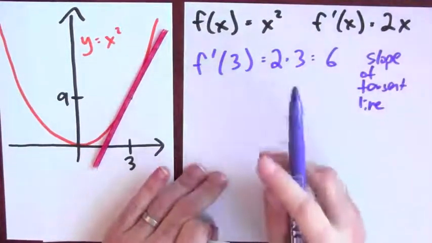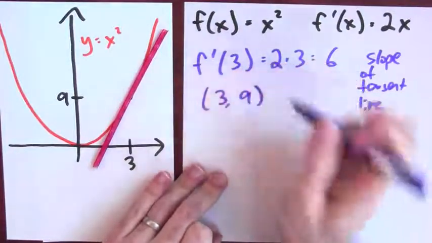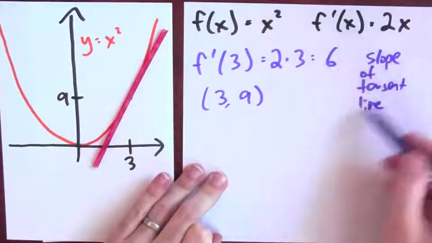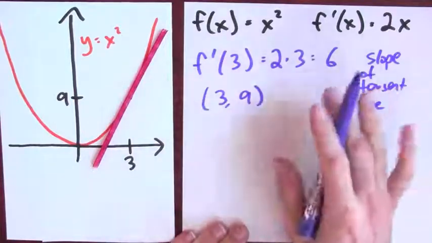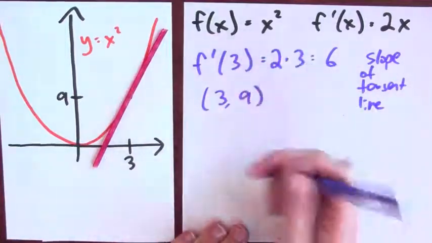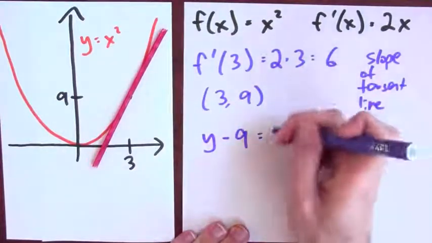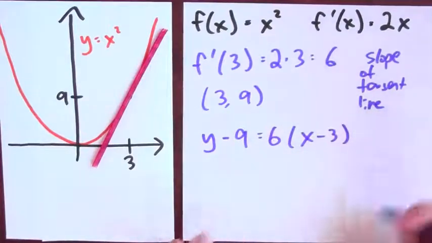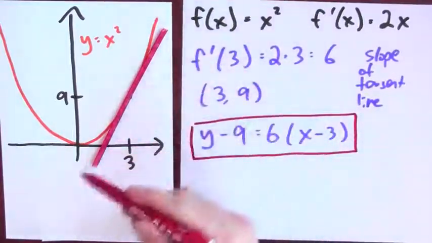I also know a point that the tangent line passes through. It should be passing through the point (3, 9). Right? The point (3, 9) is on the tangent line. So if I know the slope of the tangent line and I know a point on the line, I can write down an equation for the line using point-slope form. So y minus the y-coordinate on the line is the slope times x minus the x-coordinate on the line. So this is an equation for this red tangent line.